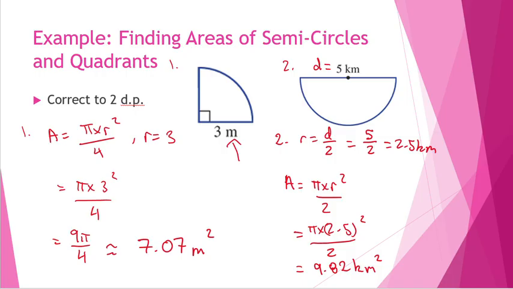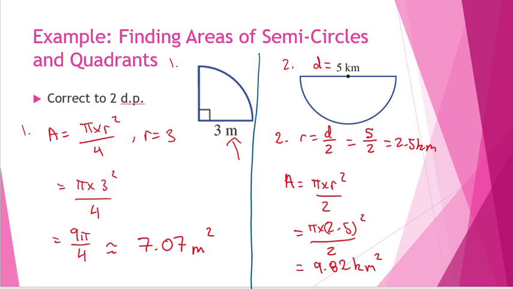Now over here, I think I'll just separate it like that. Okay, so for my first example here, I've got a little quarter circle with a radius of 3 meters. So I always start out by writing out the formula. And then I just substituted r equals 3 into my formula, typed it in the calculator, and my final answer just ends up being 7.07 meters squared.